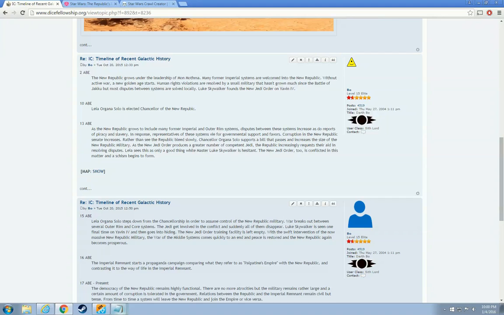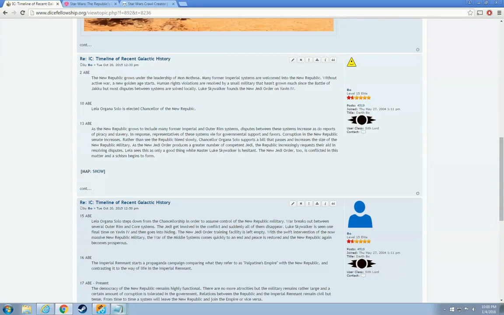2 ABE. The New Republic grows under the leadership of Mon Mothma. Many former Imperial systems are welcomed into the New Republic. Without active war, a new Golden Age starts. Human rights violations are resolved by a small military that hasn't grown much since the Battle of Jakku, but most disputes between systems are solved locally. Luke Skywalker founds a new Jedi Order on Yavin 4.